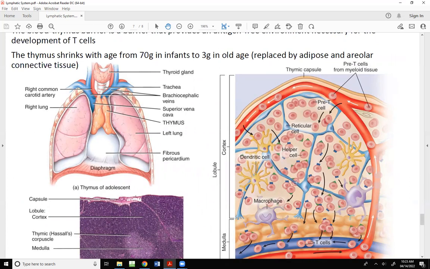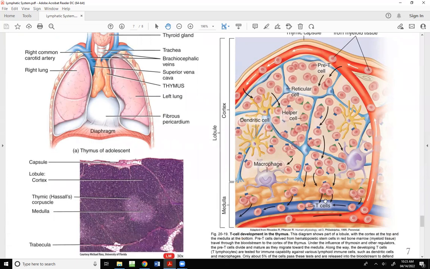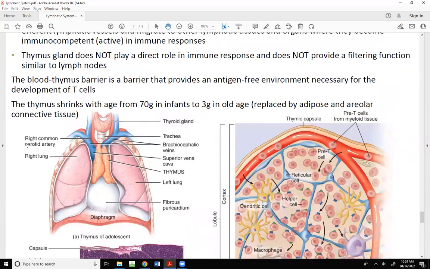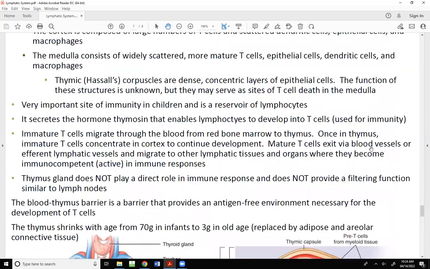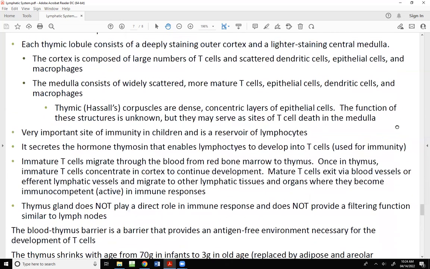This is like a soldier coming to boot camp, and they are getting trained. And once they are trained, they move to the medulla, which then enables them to leave the thymus and enter the bloodstream to go to places like our lymph nodes and our tonsils and whatnot that we just talked about. Remember, the thymus is one of those two primary lymphatic organs where those cells become immunocompetent.